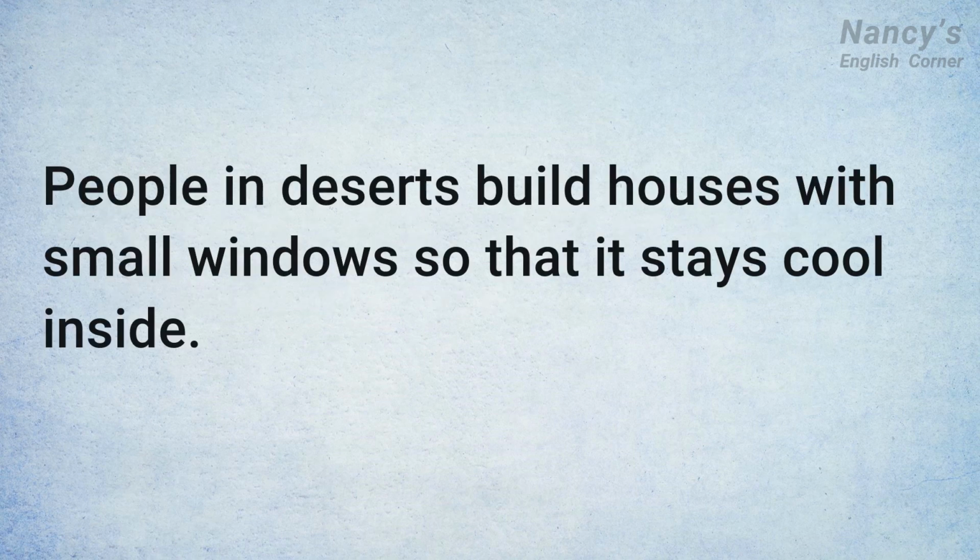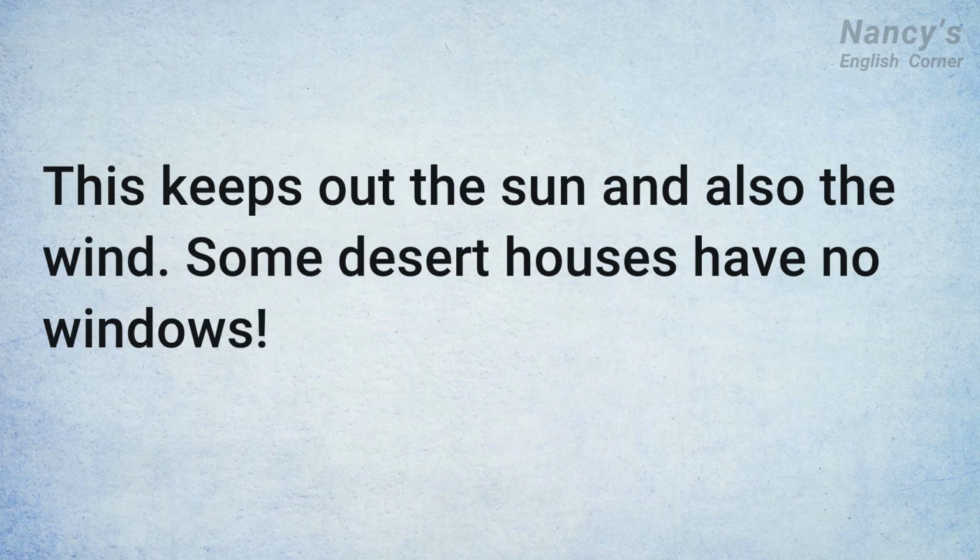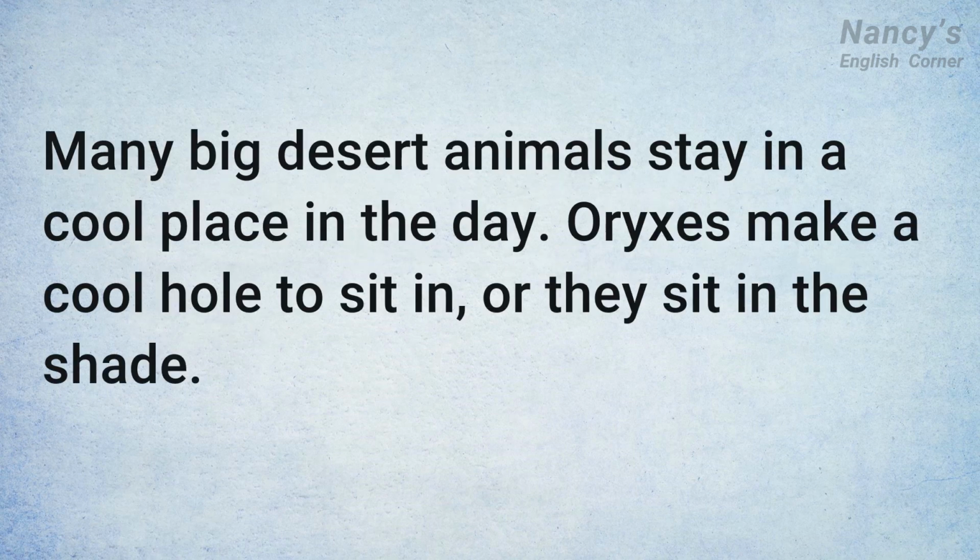People in deserts build houses with small windows so that it stays cool inside. This keeps out the sun and also the wind. Some desert houses have no windows. Many big desert animals stay in a cool place in the day. Oryxes make a cool hole to sit in, or they sit in the shade.